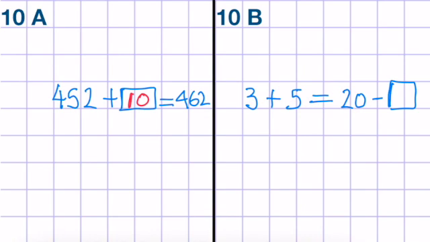For 10b, we've got 3 add 5 equals 20 take away something. So we need to work out what 3 add 5 is, and that's 8. Because we've got a balance sign here, it means that this side has to be the same. This side has to equal 8 as well. So 20 take away what is 8? Well, it's 20 take away 12. So both sides balance.